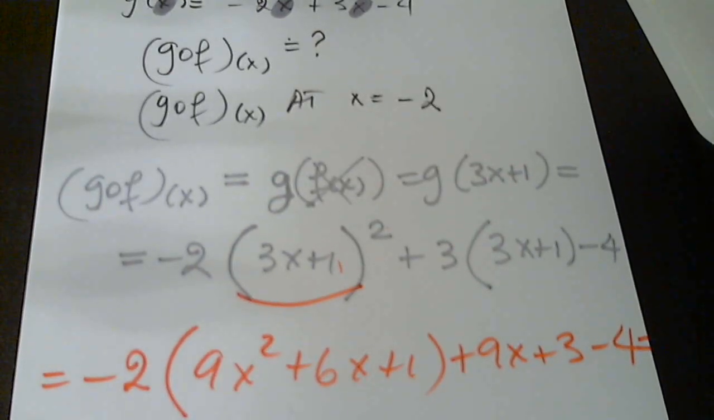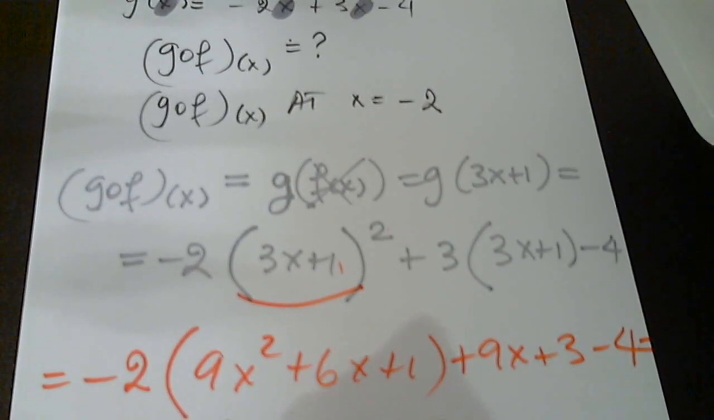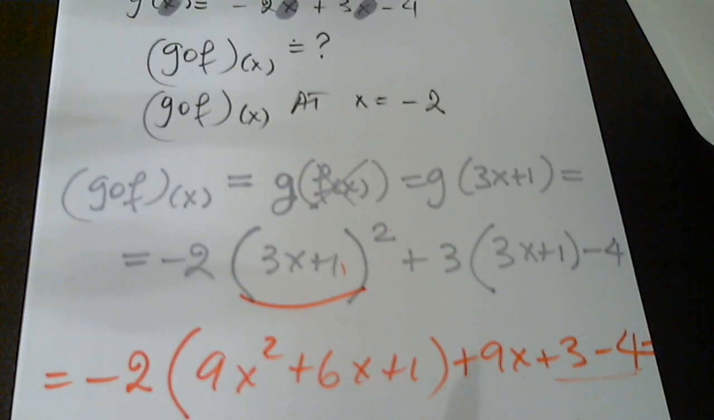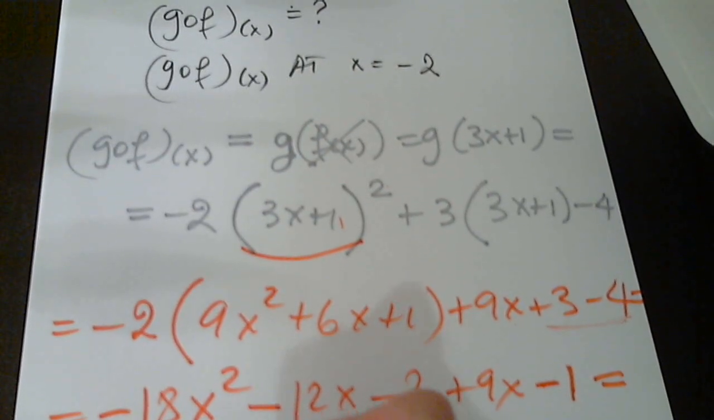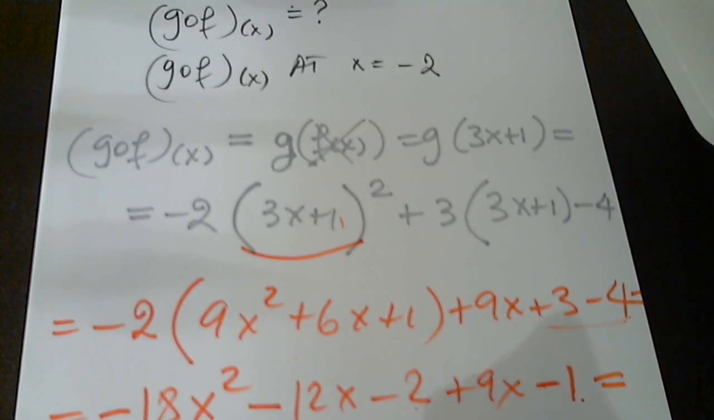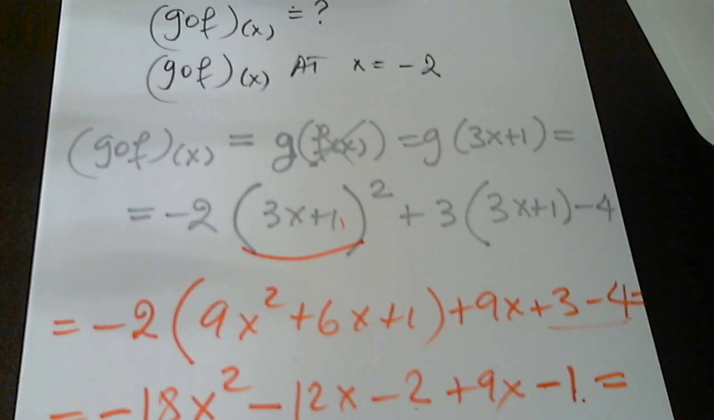Only now I can distribute -2. -18x squared, -12x minus 2, plus 9x, and this is -1. -18x squared minus 3x minus 3. Done. This is a new function. How was it obtained? By replacing x in g by a new function, by f of x.